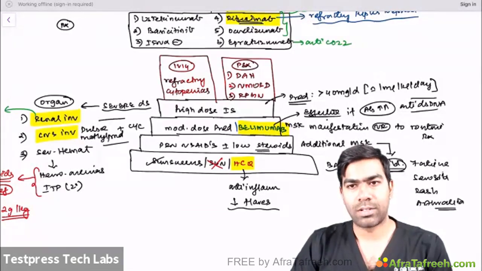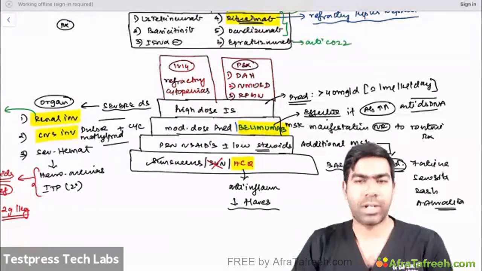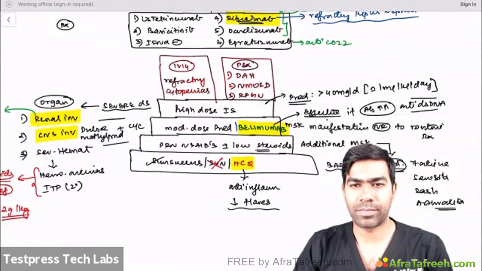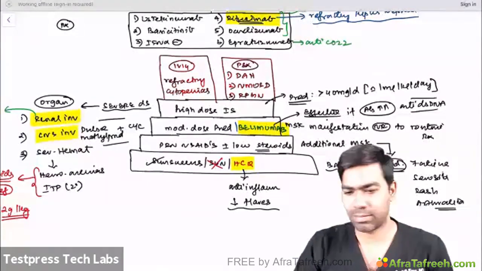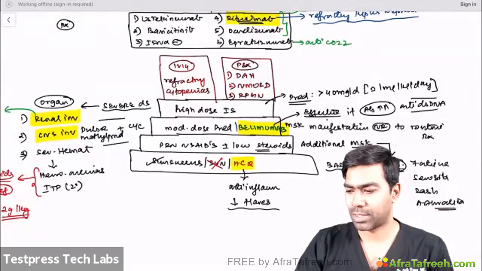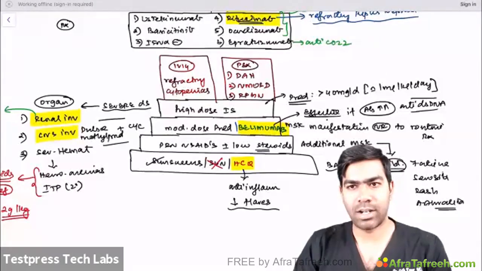Fine. As far as pharmacology is concerned, I think you will know better than me. These are the drugs I use generally.